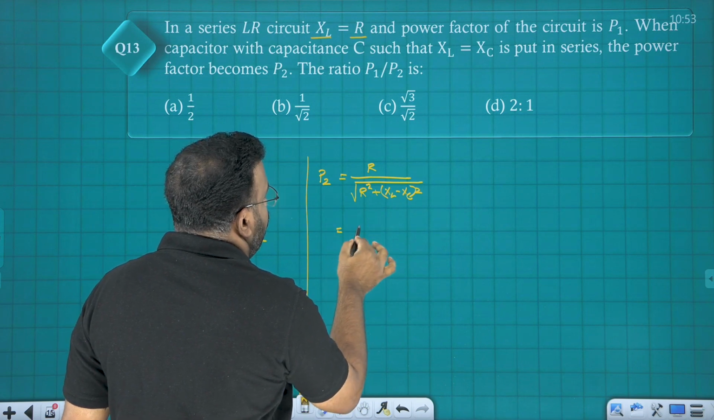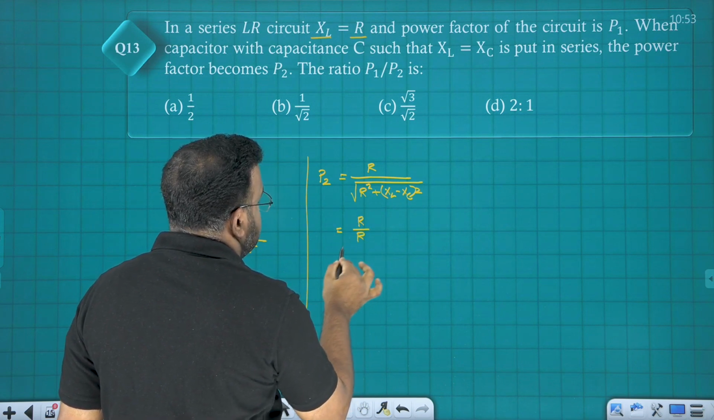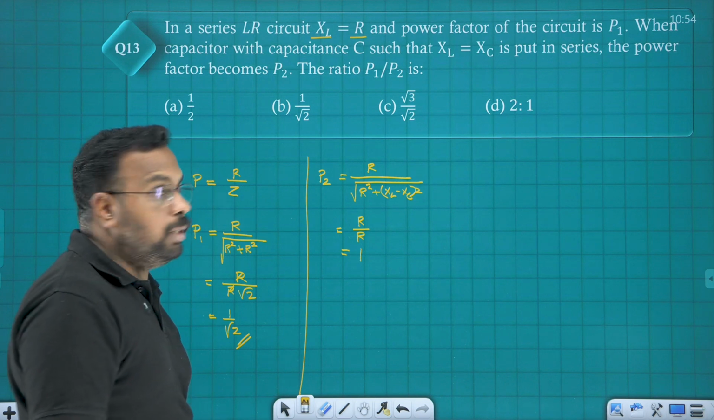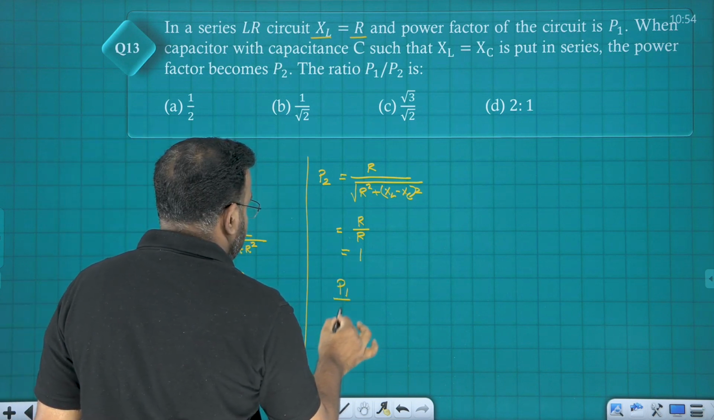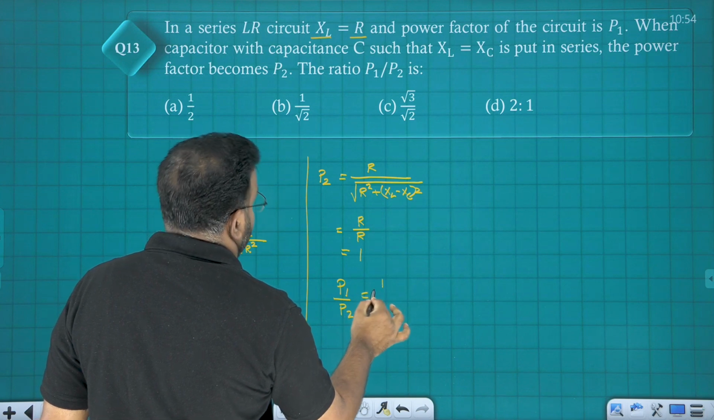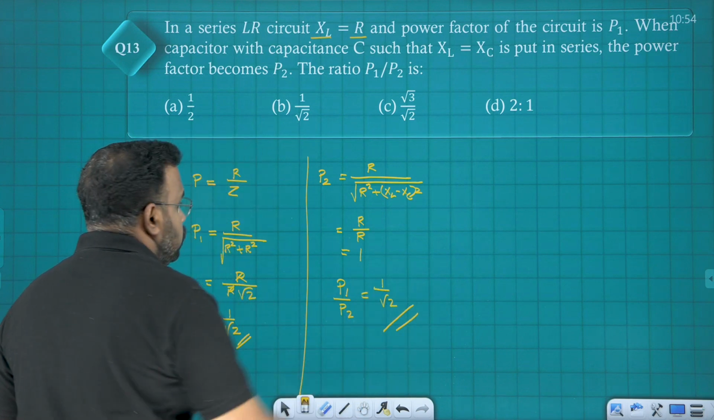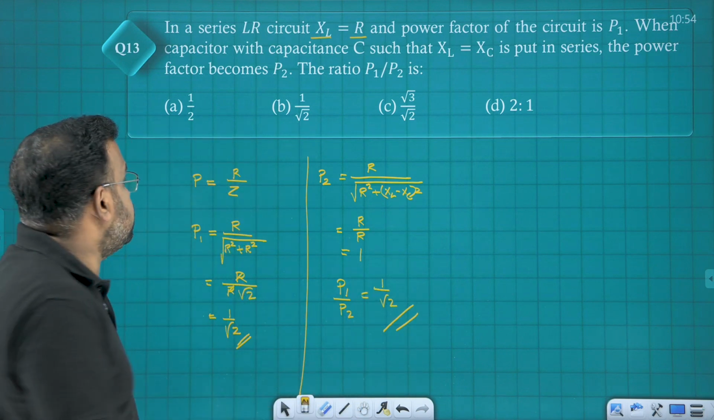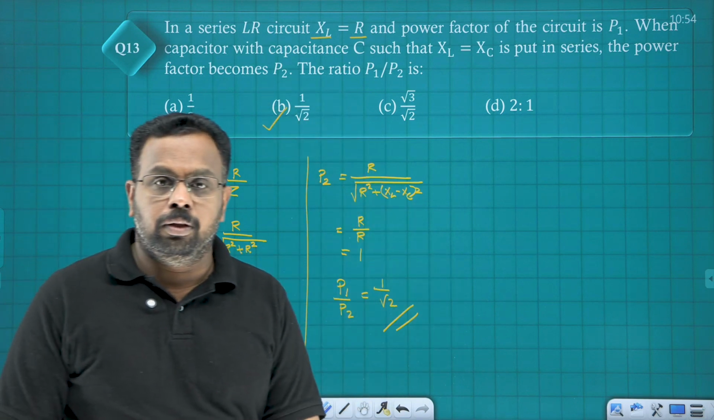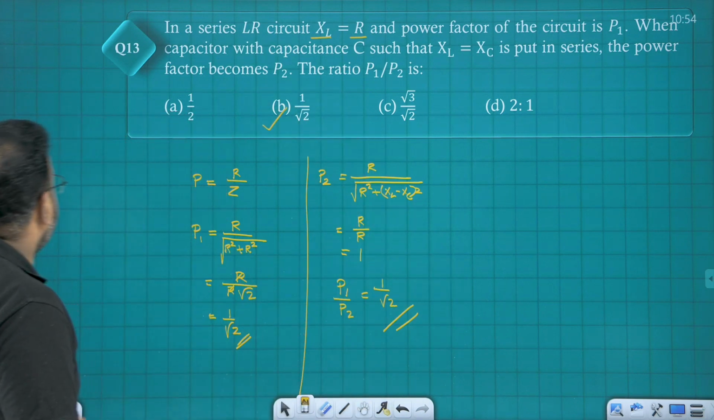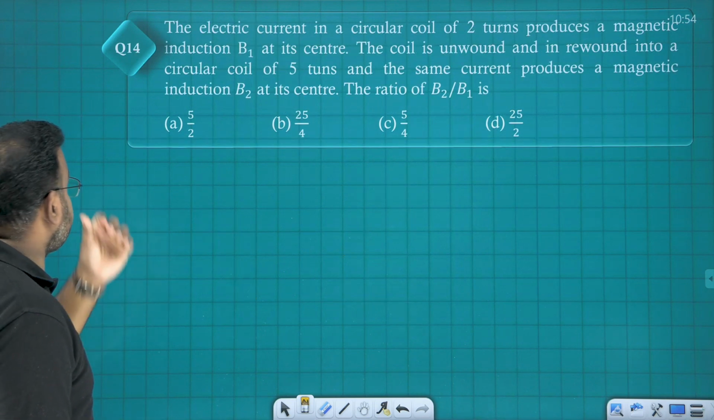We get R by root of R square, which is R by R, which is equal to 1. This is P2. What we have to find is P1 by P2, which is equal to 1 by root 2 by 1, which is 1 by root 2. Okay, easy question. So option B is our right answer, 1 by root 2. Understood? Yes.